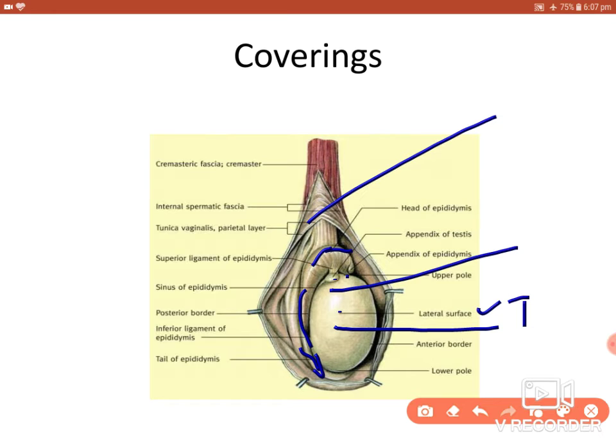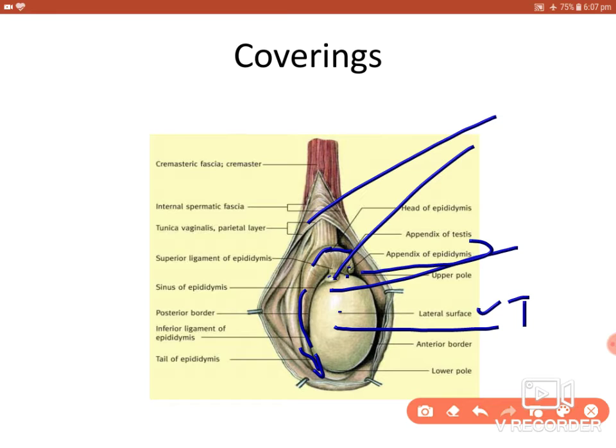Then there are remnants of the paramesonephric ducts and mesonephric ducts. The paramesonephric duct forms the appendix of the testis. Then the remnant of the mesonephric duct forms the appendix of the epididymis. These remnants you can also see here.